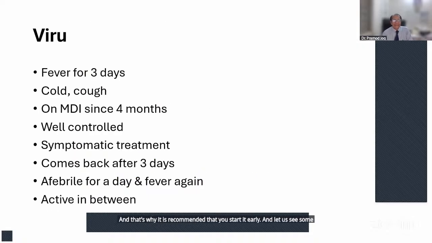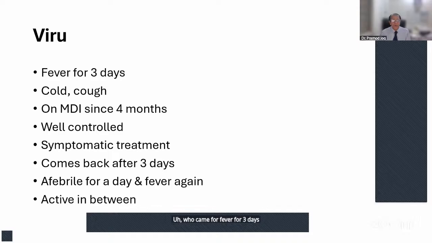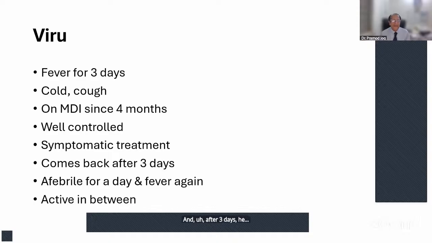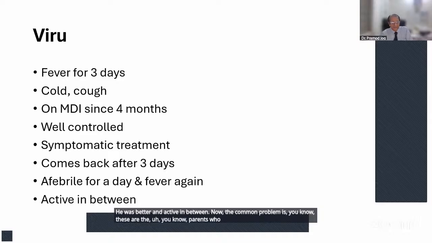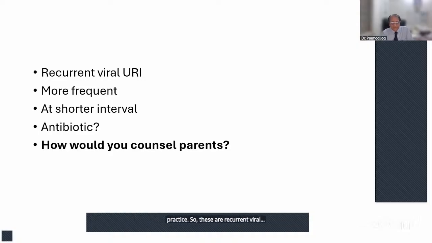Let us see some cases. This child came with fever for 3 days with cold and cough, and he was on a metered dose inhaler for 4 months, well controlled. He received symptomatic therapy, and after 3 days he again came back with similar complaints. During these 3 days, of course, he was better and active in between. The common problem is that these parents always come to us, and this situation is very common in our practice. These are recurrent viral upper respiratory infections which have become very frequent and occur at shorter intervals.